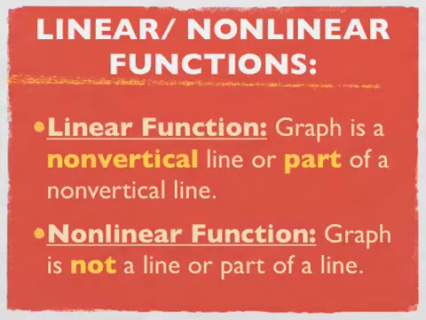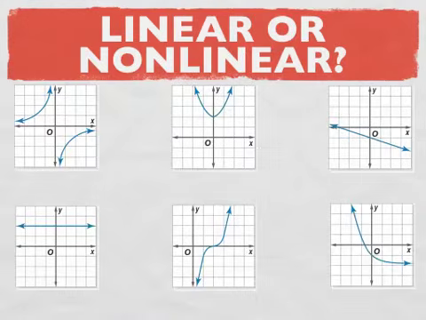Like you could take a ruler and it would fit up to a ruler and it would be a straight line. So a linear function is going to have a graph that is a straight line that is not vertical. And a nonlinear function is going to have some sort of curve in it. So it is not going to be a straight line. If you look at these graphs, it's asking you, is this a linear or a nonlinear function?